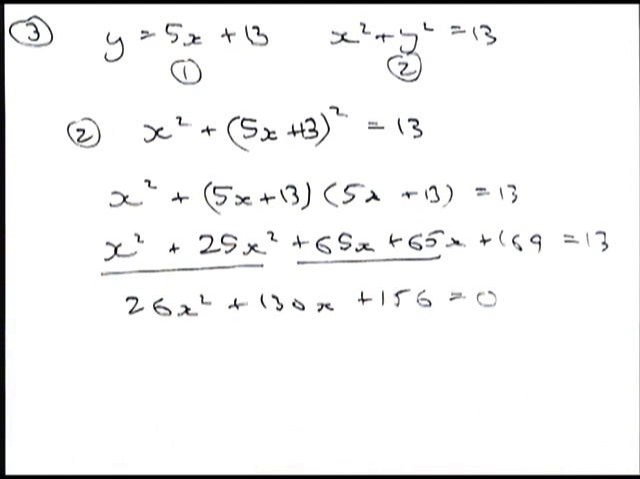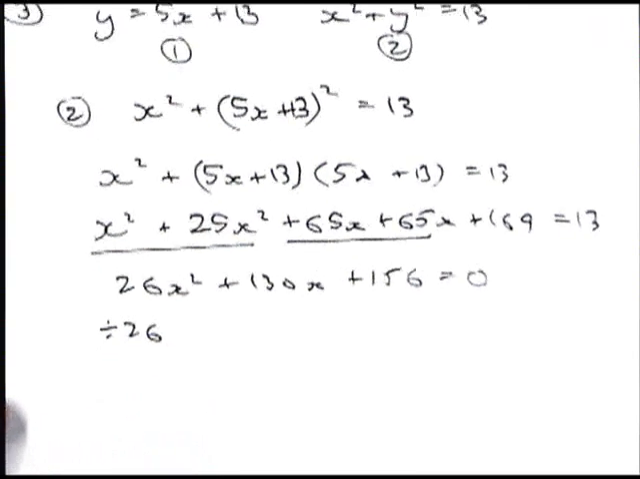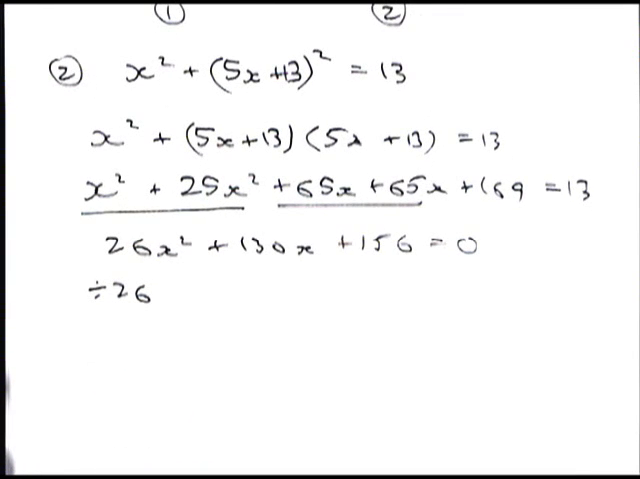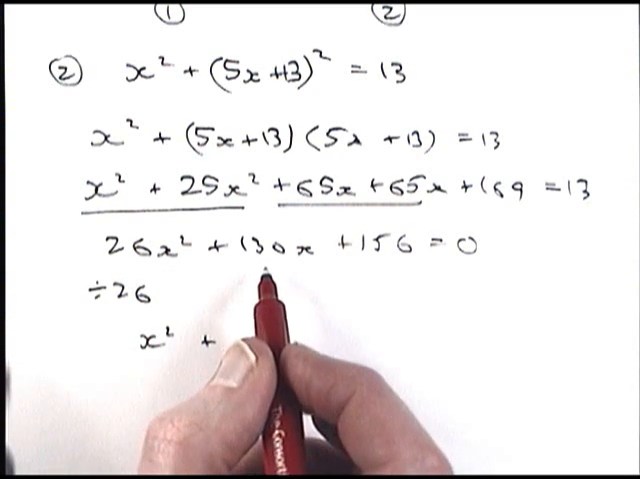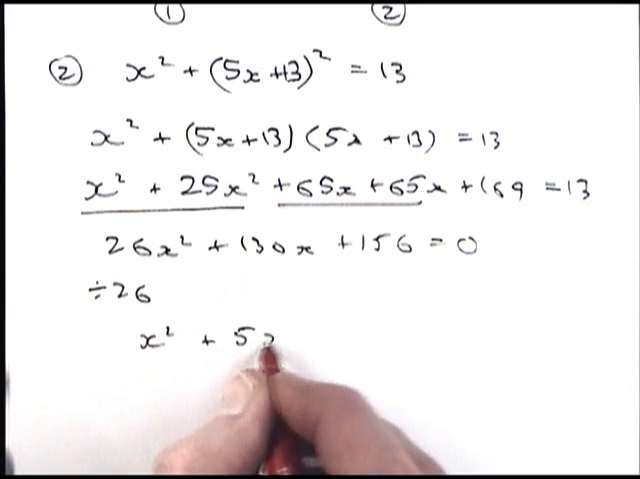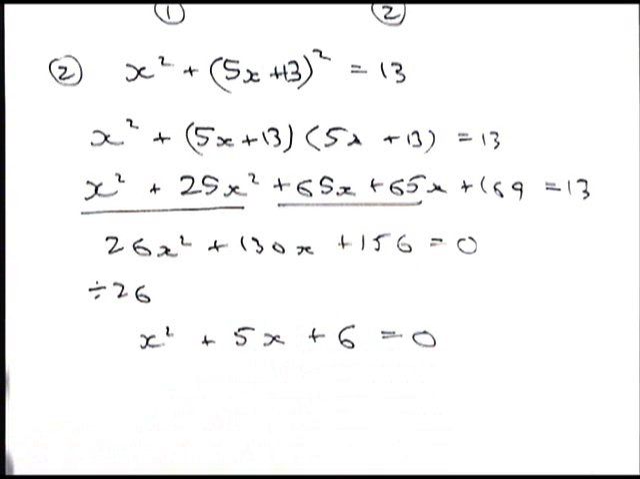Now it's a case of solving the quadratic equation. I can actually divide everything here by 26. They're not going to give you one that's particularly horrible here. 26 goes into 26 once. 26 goes into 130 5 times. Well, that is 26 more than that, so it goes in 6 times. So I end up with this quadratic equation.